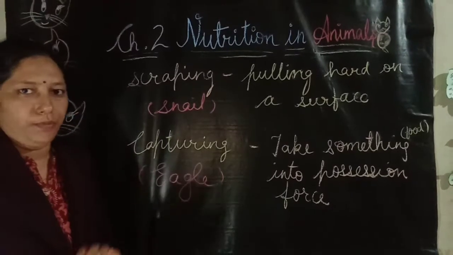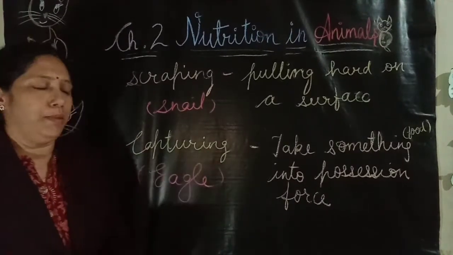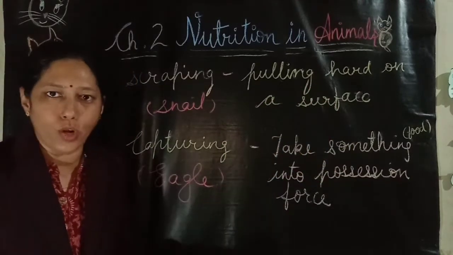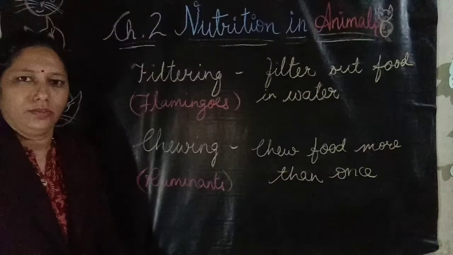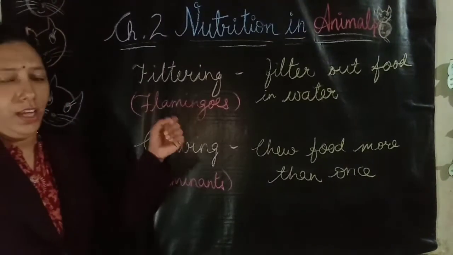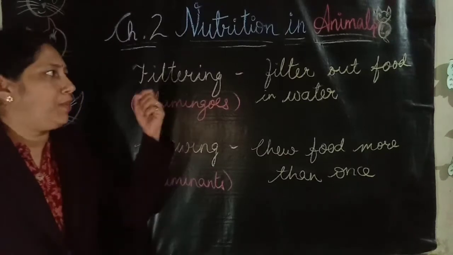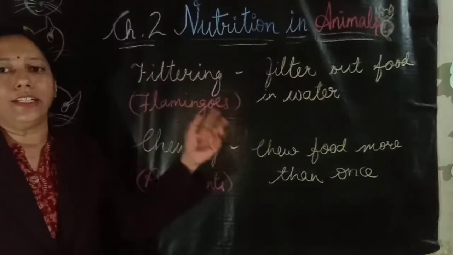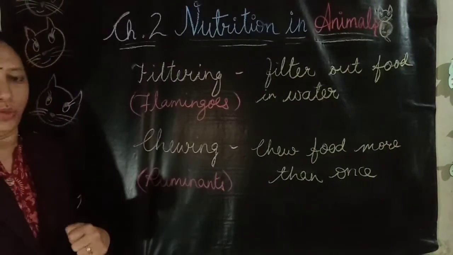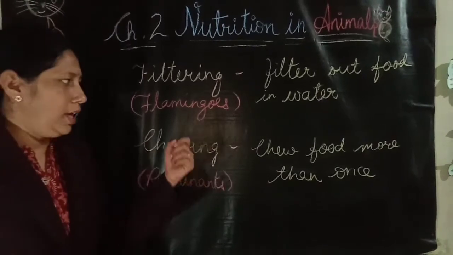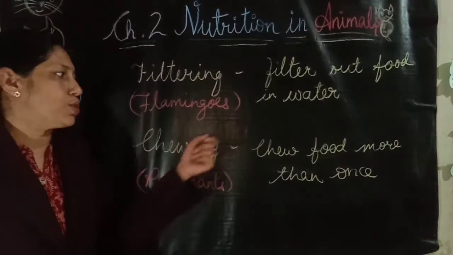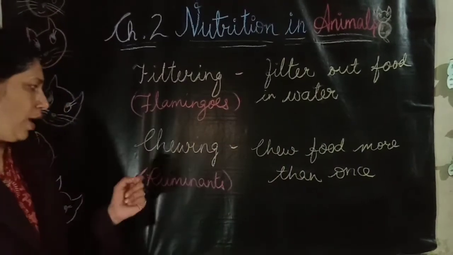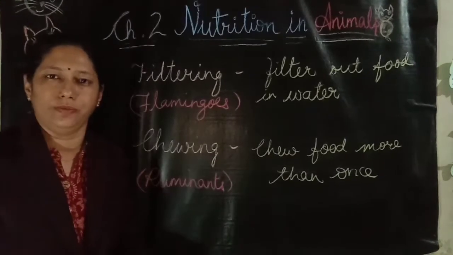Sixth is capturing. In this mode of nutrition, the animals take something that is their food into possession by force, for example, eagle. Seventh is filtering. In this mode of nutrition, aquatic animals have the ability to filter out the food which is present in water, for example, flamingos. Eighth is chewing. In this mode of nutrition, the animals chew the food more than once to extract nutrients from it, for example, ruminants like cows and buffaloes.